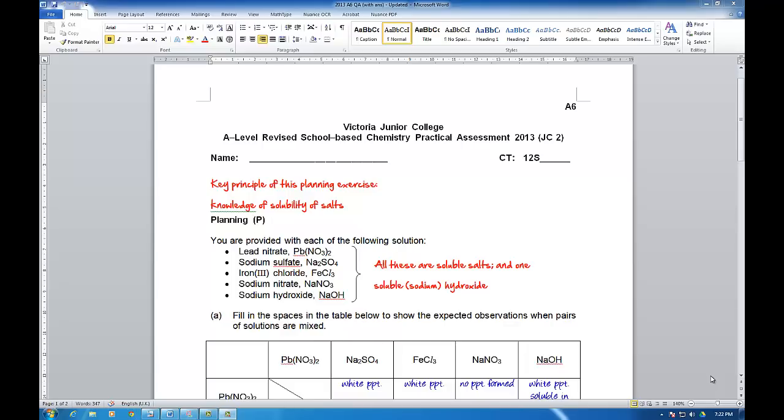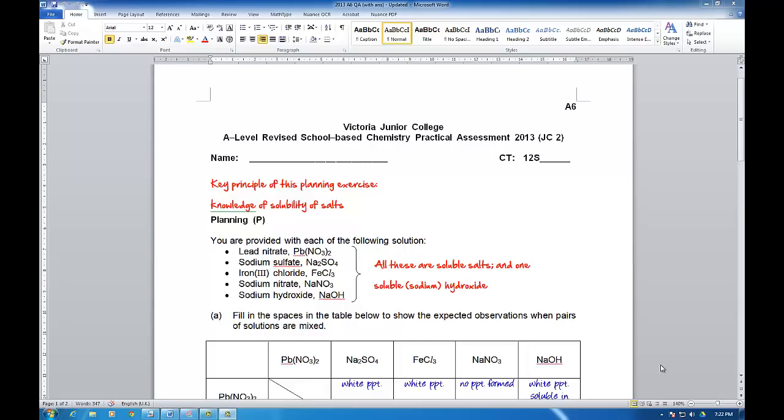In particular, this planning exercise makes use of your knowledge of solubility of salts, Ksp, and qualitative analysis of cations and anions, to enable you to distinguish a set of solutions and positively identify the individual solutions that make up the set.